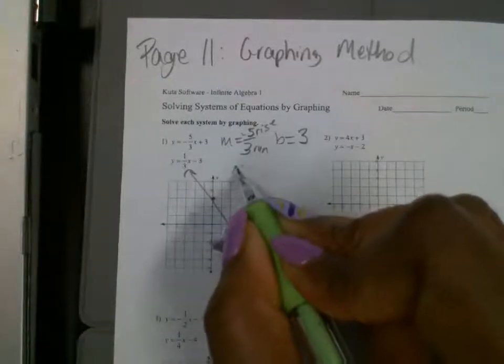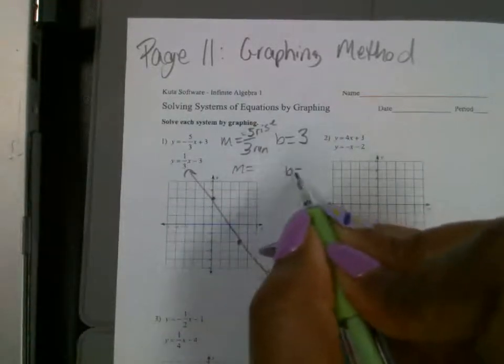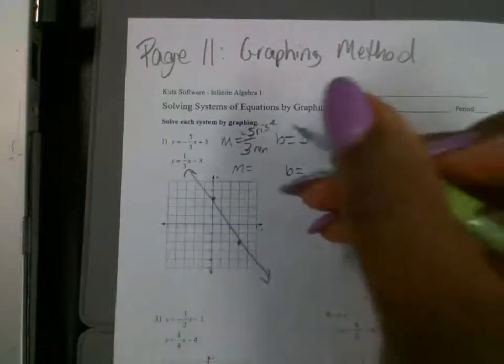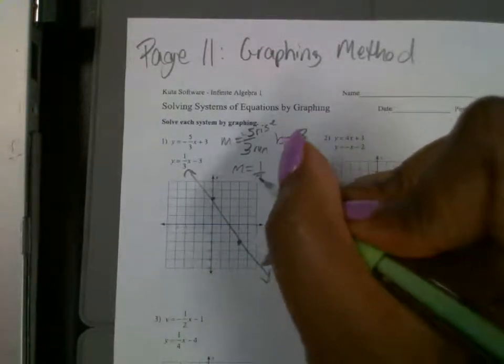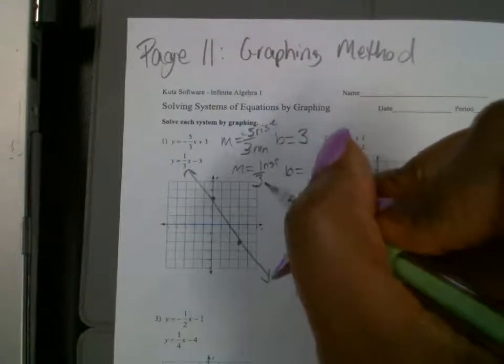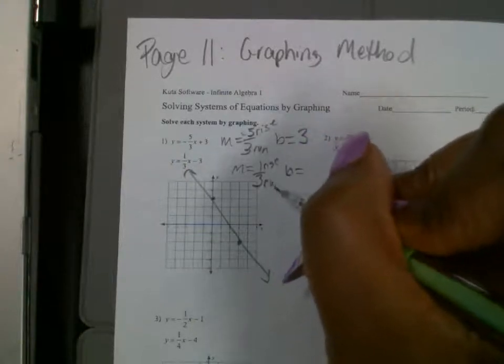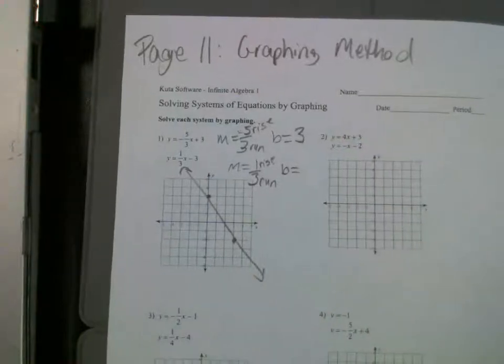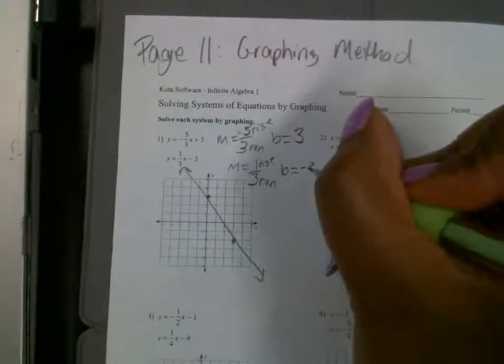What's your m and what's your b? What's your m first? What's your m for that second equation? 1/3. 1 over 3. Very good. 1/3. The top number is rise. The bottom number is what? Run. Okay. What's your b? Negative 3. Negative 3. Does that make sense?